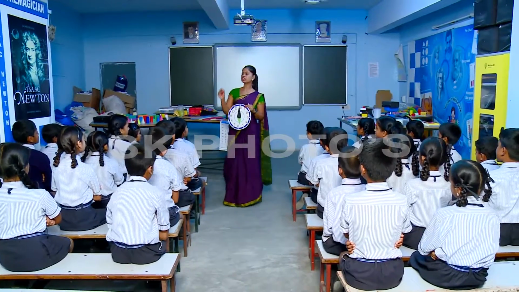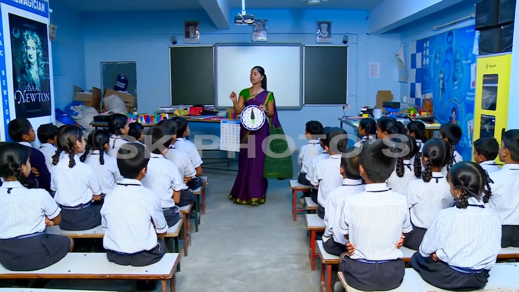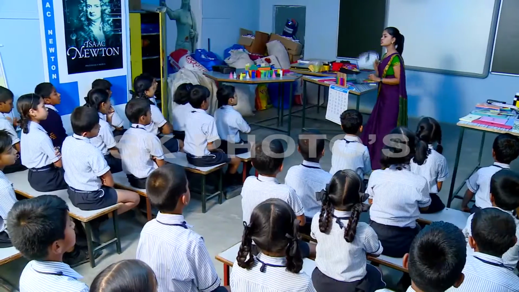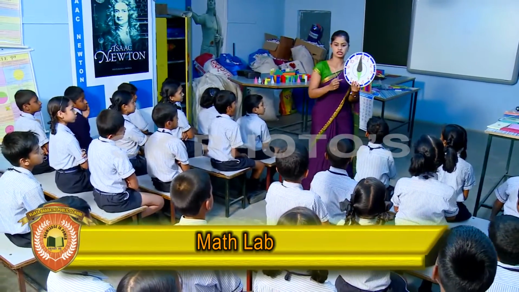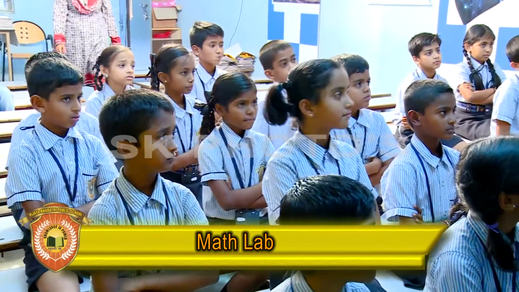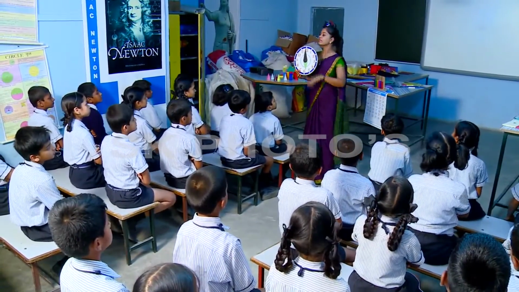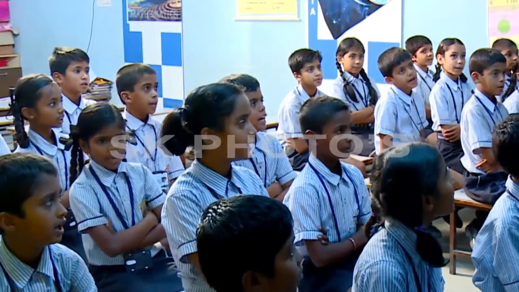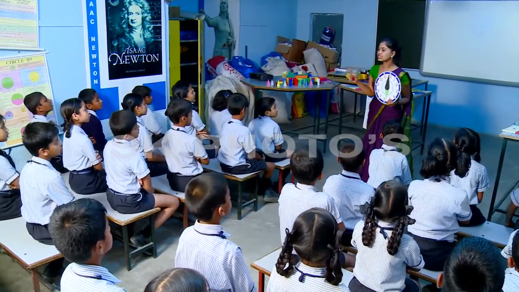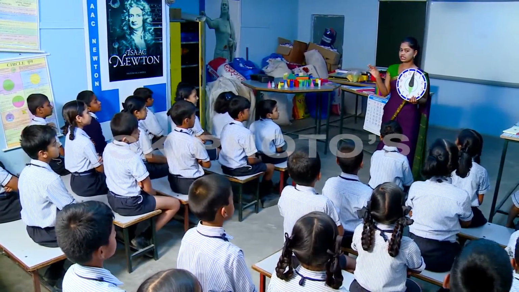There are 24 hours in a day. As you all said, there are 24 hours. You are absolutely right. So what? On a clock, we find only 12 numbers. So 12 plus 12 is how much? 24. So how many hours are there in a day? 24 hours. Is it clear?